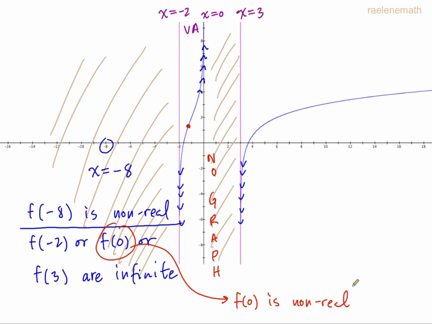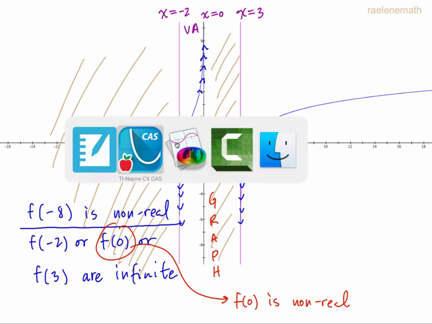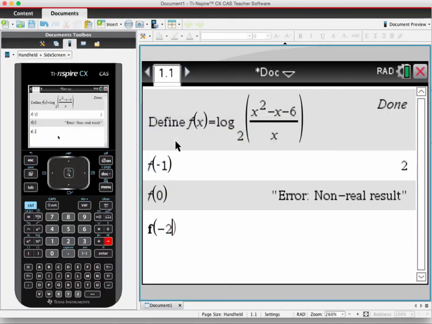Okay, well let's take a look at f of -2. Maybe that will also say non-real because we have a no graph portion on the other side. Now this one says undefined, and here it means infinite. So it may be a limitation of the calculator, or there may be more to the mathematics that we haven't uncovered yet. Let's see what happens at f of 3.